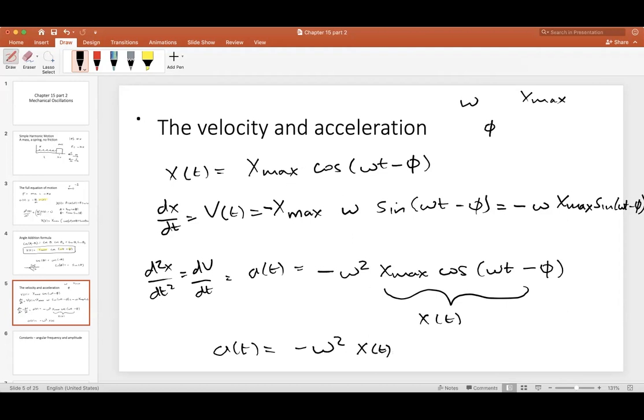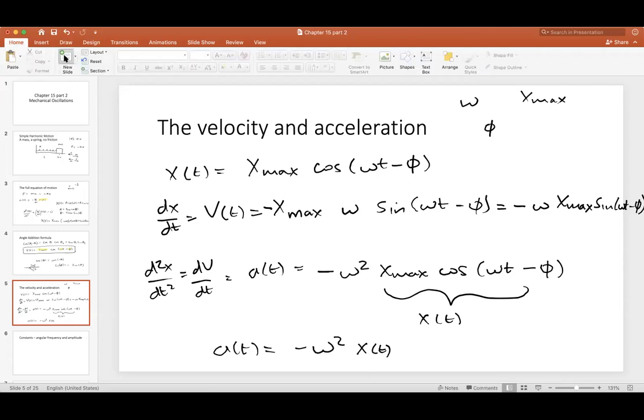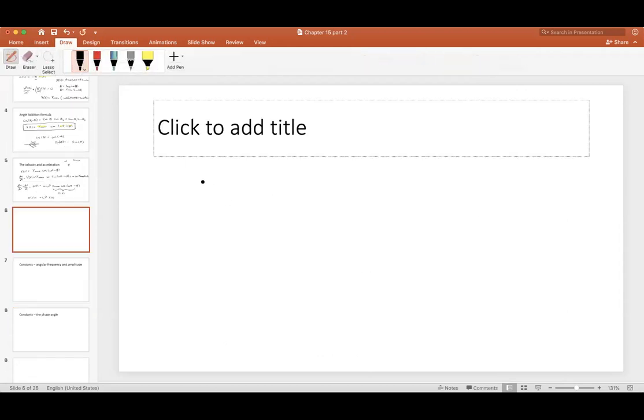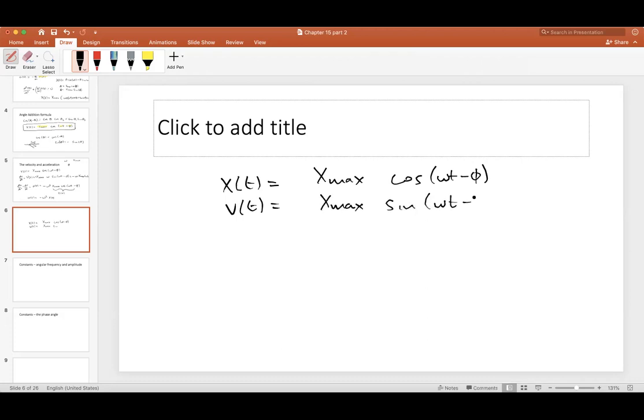I'm going to stop for a minute and write those. We're going to write them a bunch, but I'm going to write them again. So we have that x of t has to be x max cosine of omega t minus phi. And we have that v of t is negative omega x max sine of omega t minus phi. And we have that a of t is negative omega squared x max cosine of omega t minus phi.